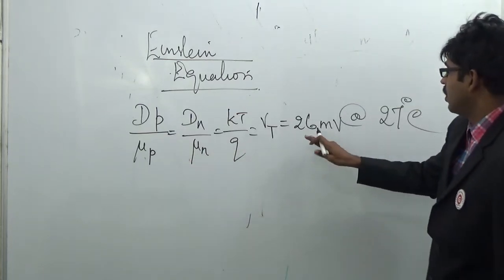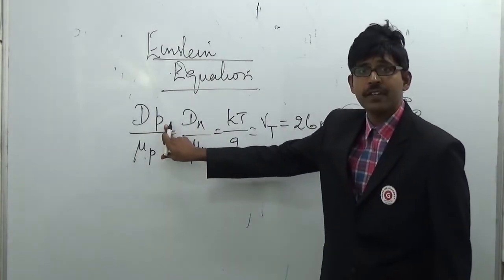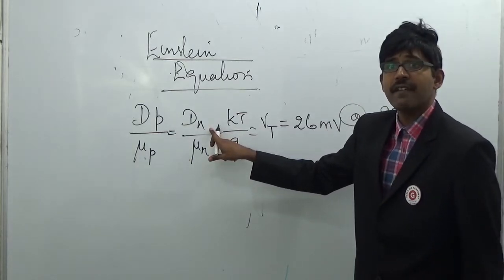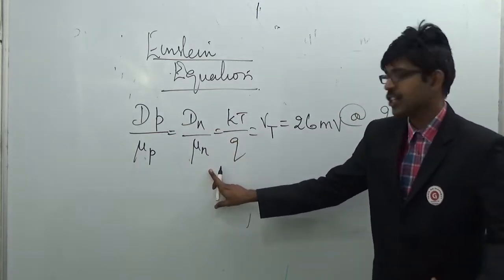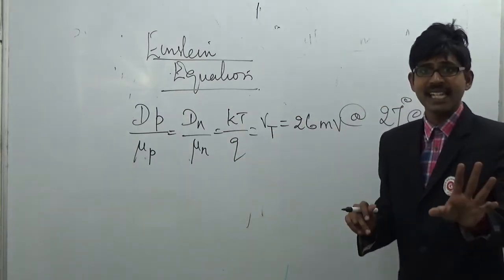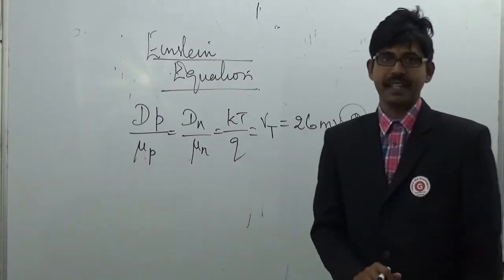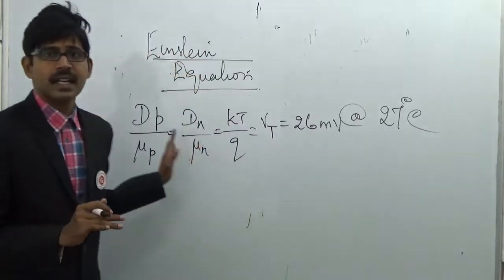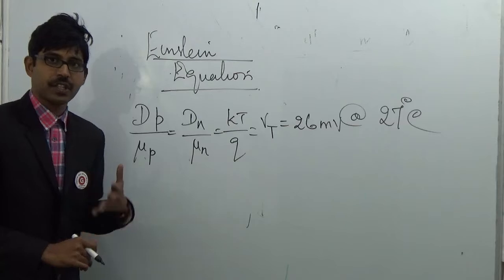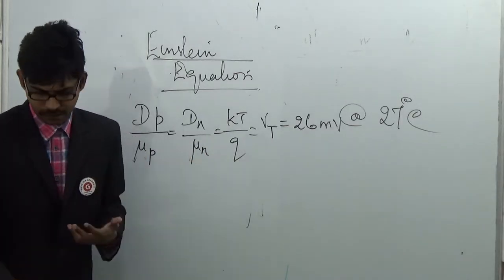Is that okay? So you may be given the thermal voltage Vt, Dp is the diffusion coefficient of a hole, mu p is the mobility of a hole, Dn is the diffusion coefficient of an electron, mu n is the mobility of an electron, Vt is the thermal voltage. At room temperature 27 degrees Celsius, it's going to be approximately equal to 26 millivolt. Is it okay? Now this is a very important equation for calculating the diffusion coefficient, or having given a diffusion coefficient, the mobility for an electron or for a hole.